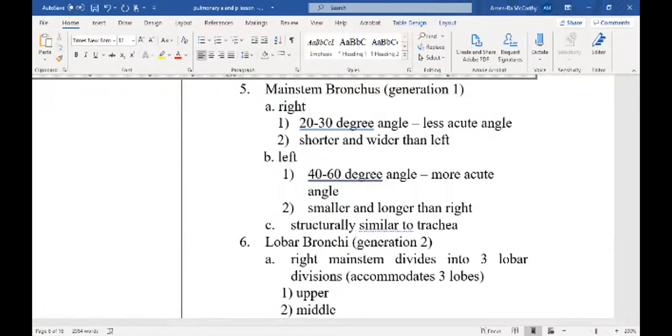The right main stem bronchus is about a 20 to 30 degree angle, which is a less acute angle than the left one. It's shorter and wider than the left. As it comes down off the trachea, it only angles off at about 20 to 30 degrees. So it's more straight. It's almost straight where it bifurcates at the carina. It's shorter and wider than the left.